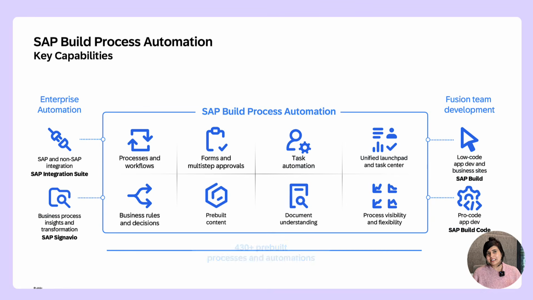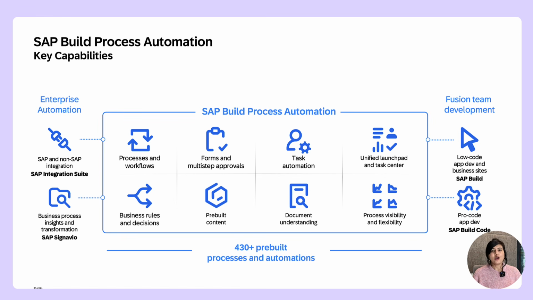The core capabilities of SAP Build Process Automation include creation of process and workflows, forms and multi-step approvals to trigger the process, task automation like copy-paste, document extraction with bots, business rules and decisions, pre-built content. You don't need to create everything from scratch. Standard workflows are available out of the box for faster workflow development.